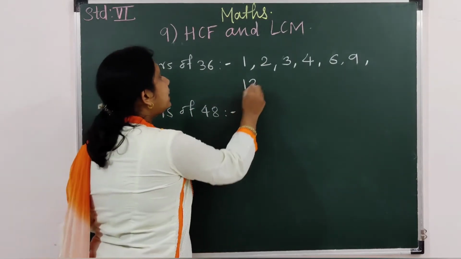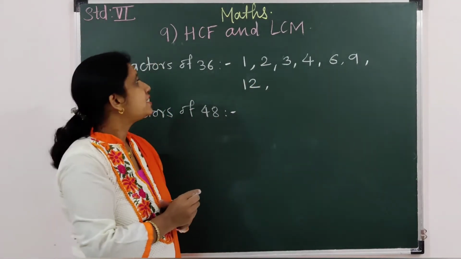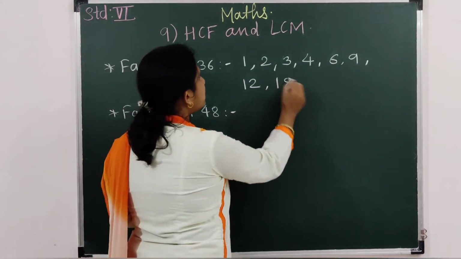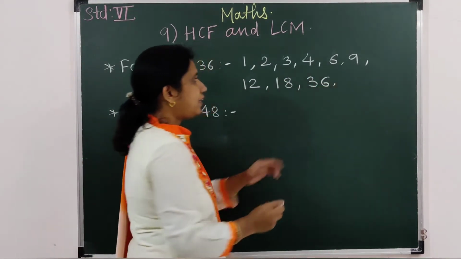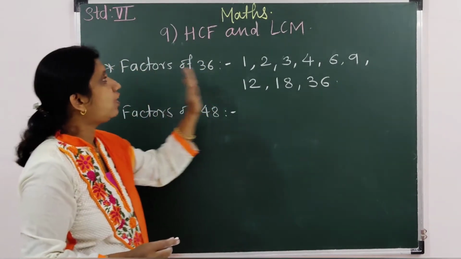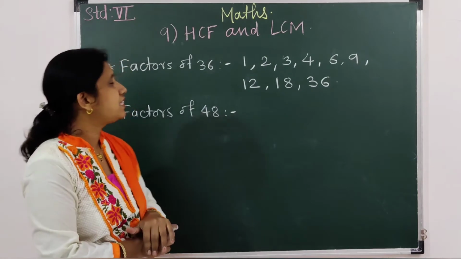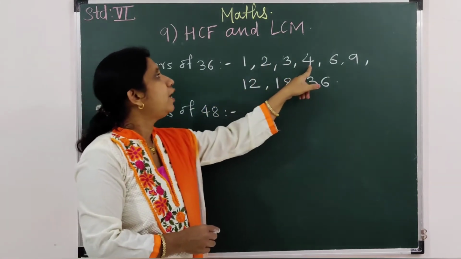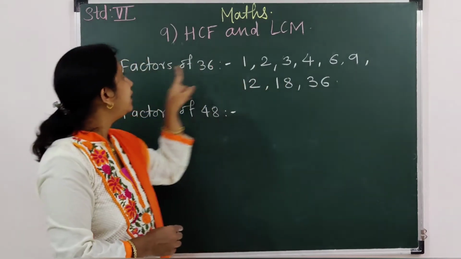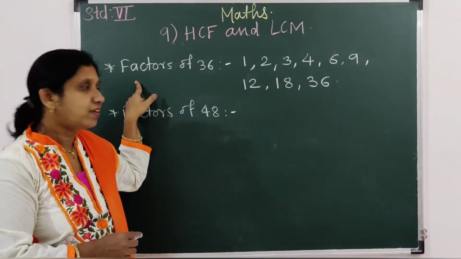Then 12 threes are 36. Right? 18 twos are 36 and the table itself 36 ones are 36. So these all are the factors of 36. 1, 2, 3, 4, 6, 9, 12, 18 and 36. These all are the factors of 36.